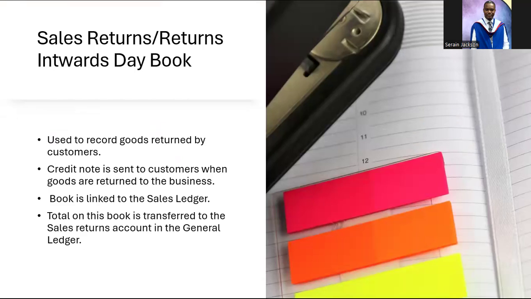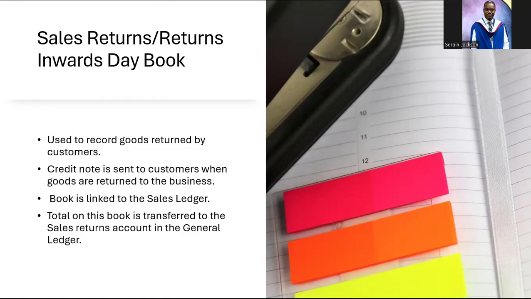Now, the opposite will be true for the sales returns daybook, or we would call it the returns inwards daybook, or you can call it the returns inwards journal or the sales returns journal, whichever one you can call it. So this book is used to record goods returned to the business by your customers. For the same reasons why you would return goods to your suppliers, customers can return goods for the same reason.